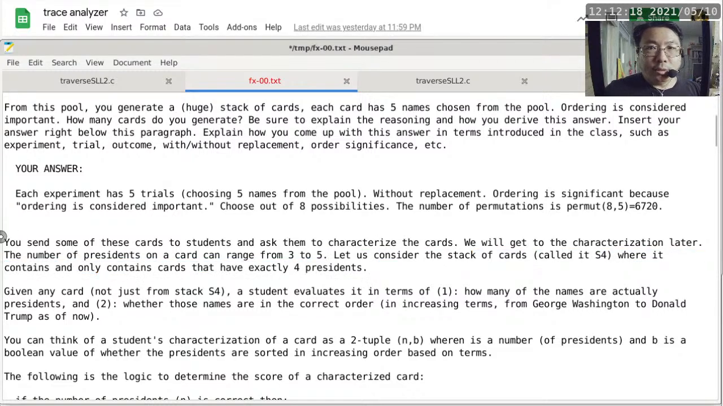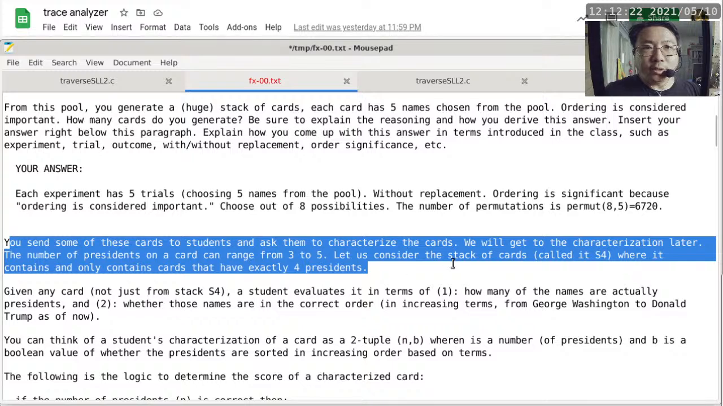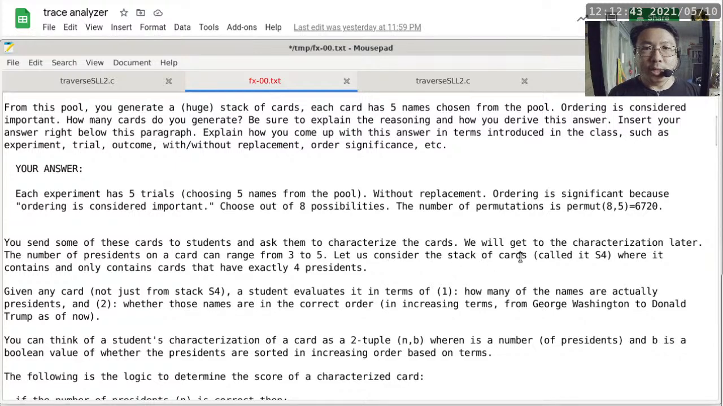All right, so this paragraph, all it does is to describe that we now have a stack that I call S4, and S4 contains only the cards that have exactly 4 presidents in any particular order, and there's no limitation of which non-president is included in the stack of 5 cards. So this stack of cards still has 5 names on it, of which 4 are presidents.